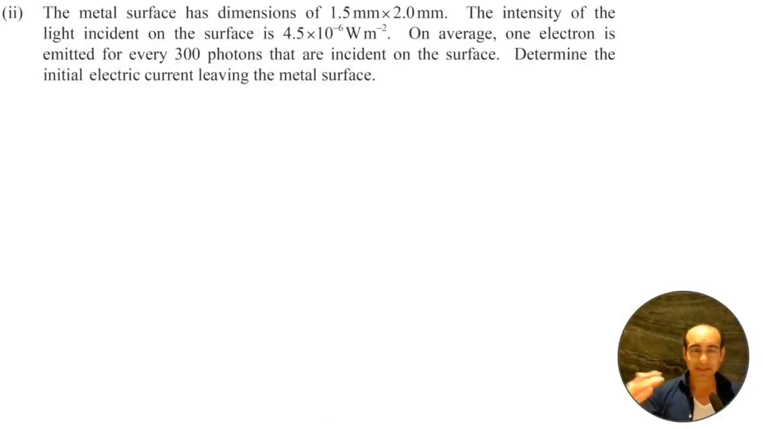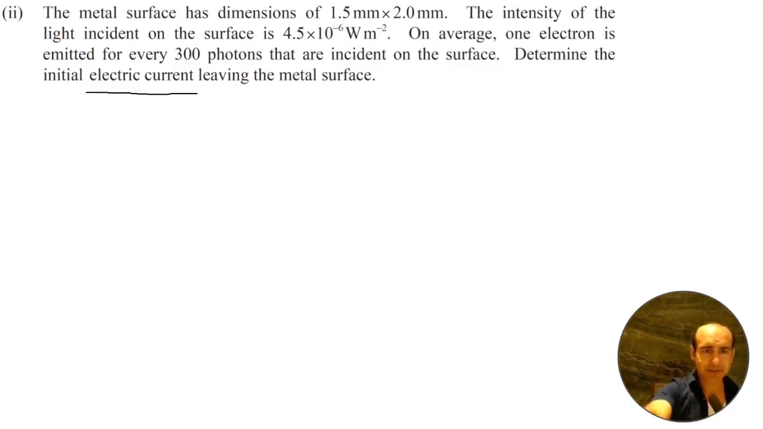All right, so now we've got a problem that's a little bit more heavy on the math. Right off the bat, it's giving us dimensions, an area of a piece of the metal. It's giving us the intensity of the light on the surface, and it's also telling us how many electrons are emitted for every 300 photons. We want to know the electric current that leaves the metal's surface. There are definitely multiple layers here, and we'll go through each one, although the equations involved are not too complicated.